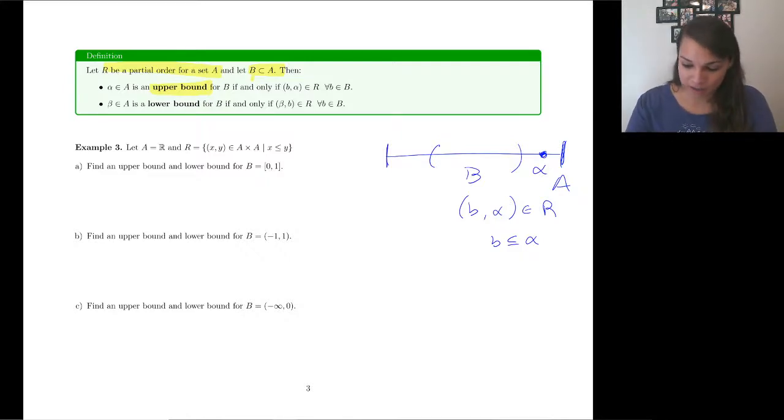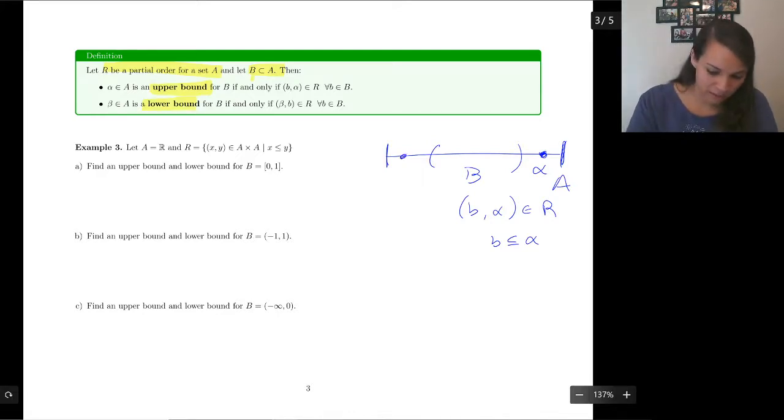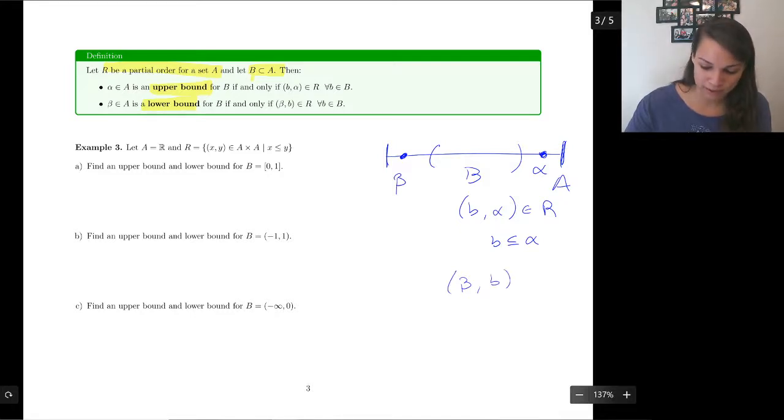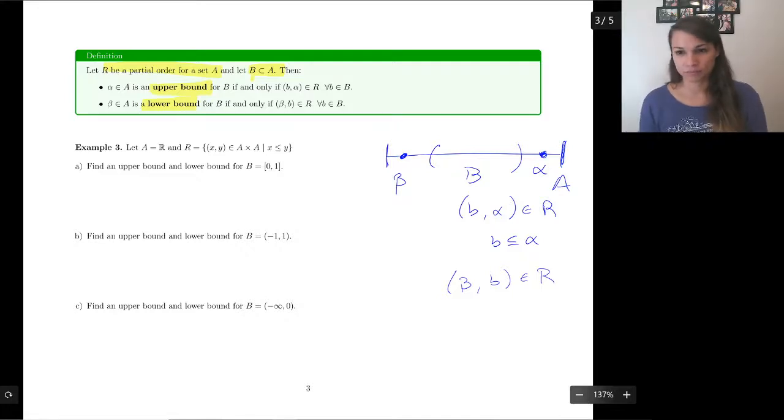But don't write it, because if that's not your partial order, then now you're writing wrong stuff. Okay, similarly, a lower bound is going to be beta. So beta would be something over here, and it's going to be less than everything that's in B. Or, since we're not allowed to assume that our partial order is less than, we would put it like that. So beta is related to b.